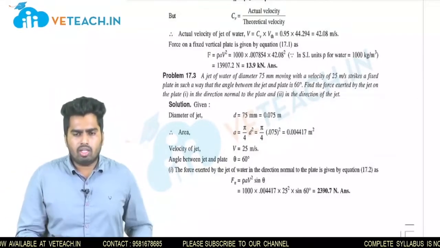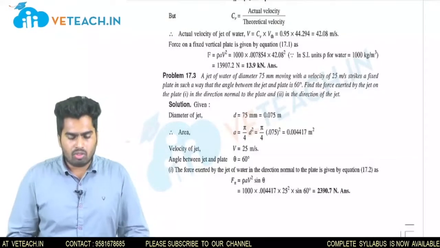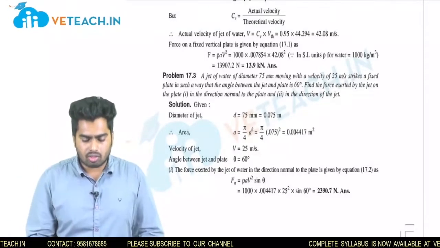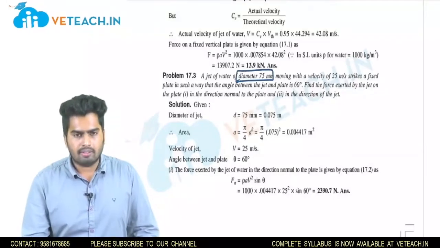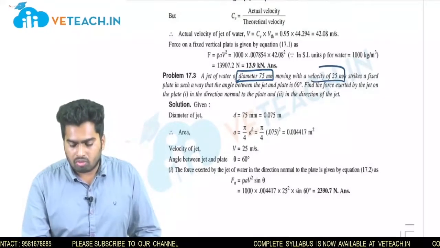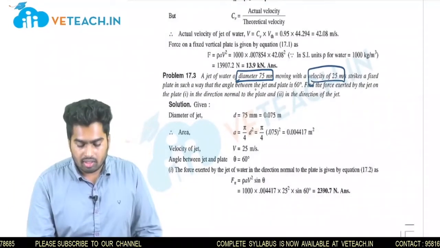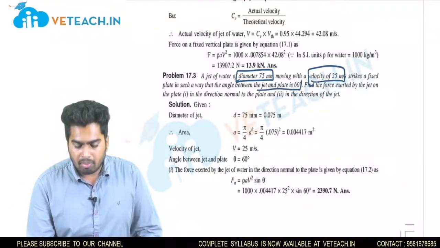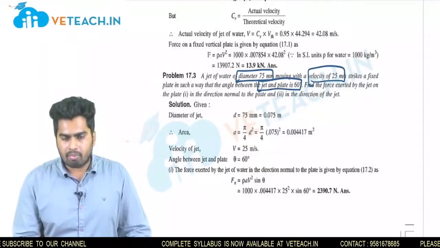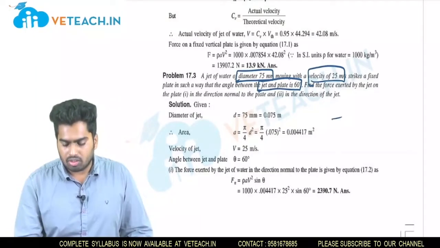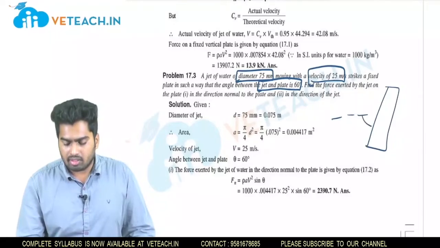For every numerical, if you understand the question easily, then we can solve it very easily. Let us see the given data. Water jet diameter of 75 mm is given, moving with a velocity of 25 meters per second, and the angle between the jet and the plate is 60 degrees. So we can say the plate is not a vertical plate, it is an inclined plate. This is our jet and this is your plate, and the angle between them is 60 degrees.